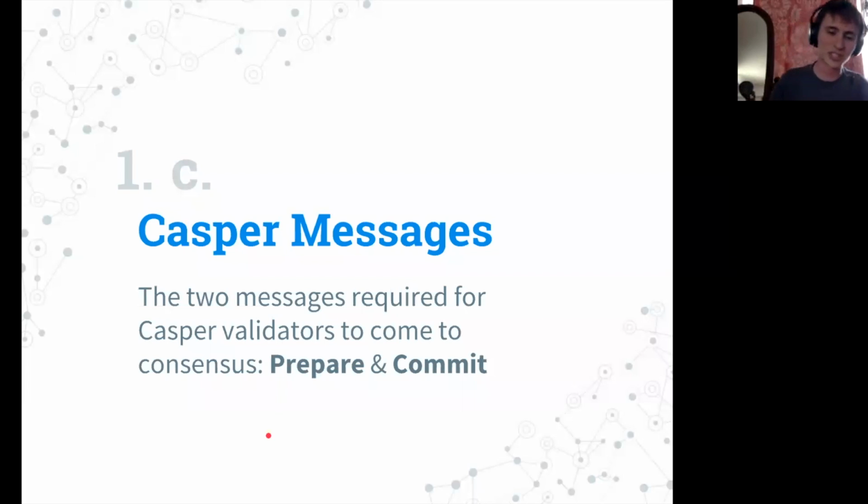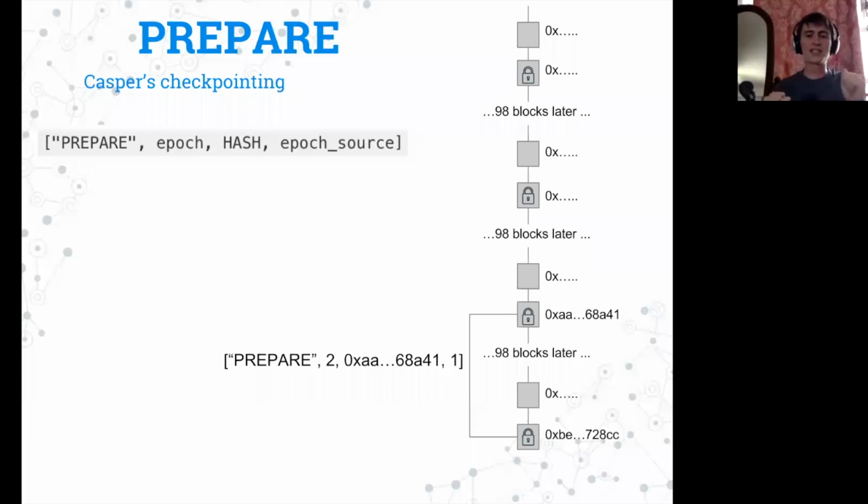So Casper messages. There are two messages: prepare and commit. So yes, this is where it may get a little technical, and you can just get a sense for how this stuff works from this, but maybe look at it again when I had to stare at this for many hours.